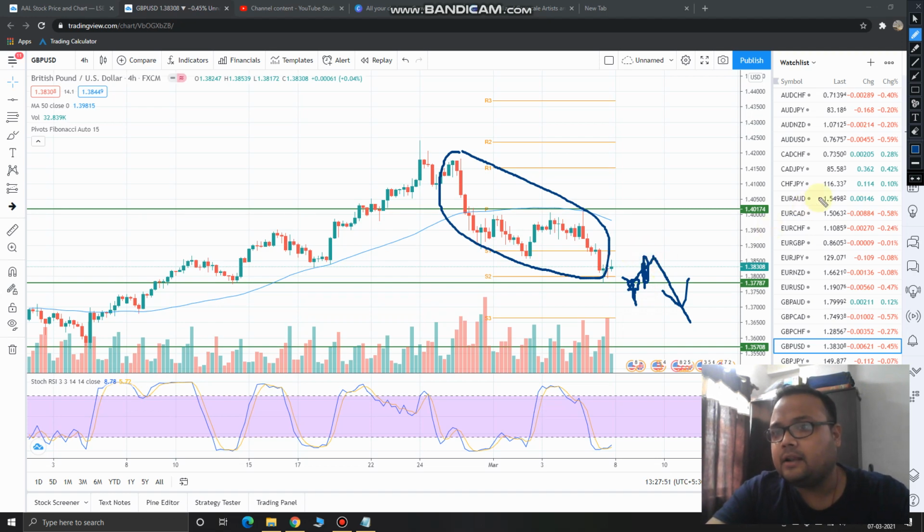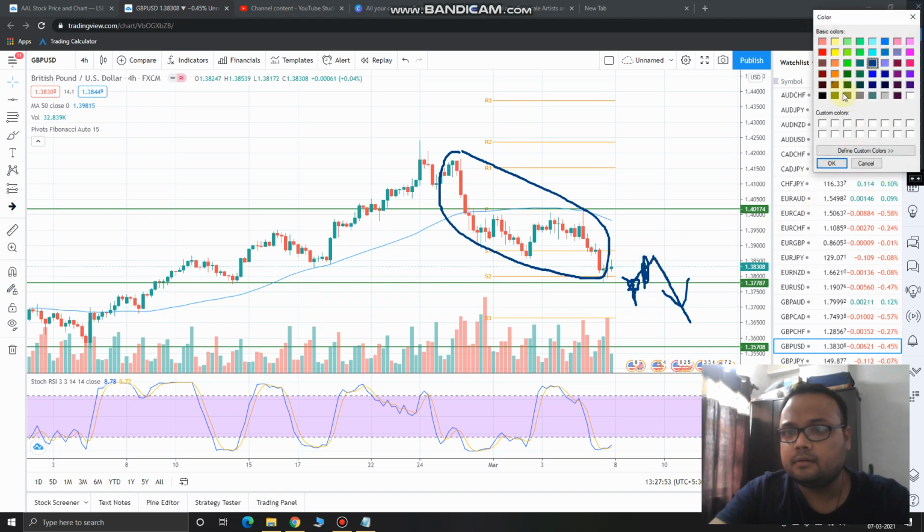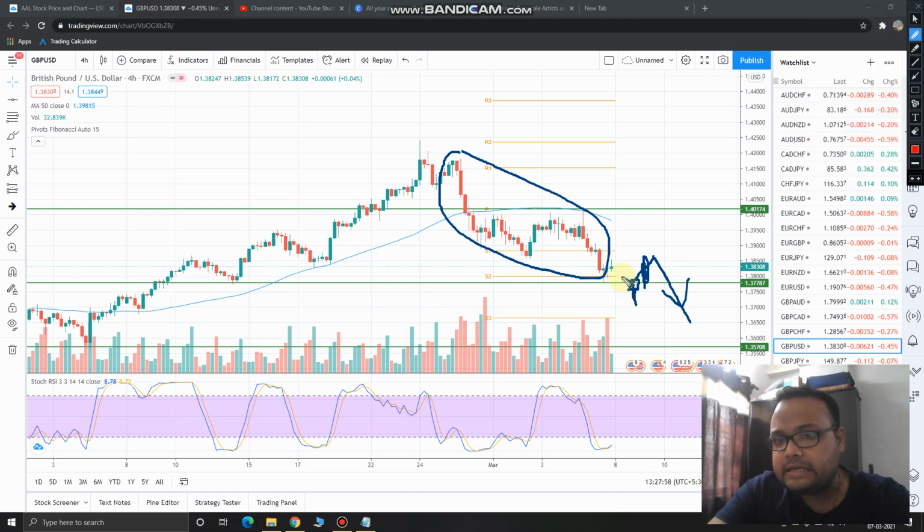And on the other hand, if market crosses this level with good amount of volume, then you can short the market here. You can short the market here if you spot some good volume.